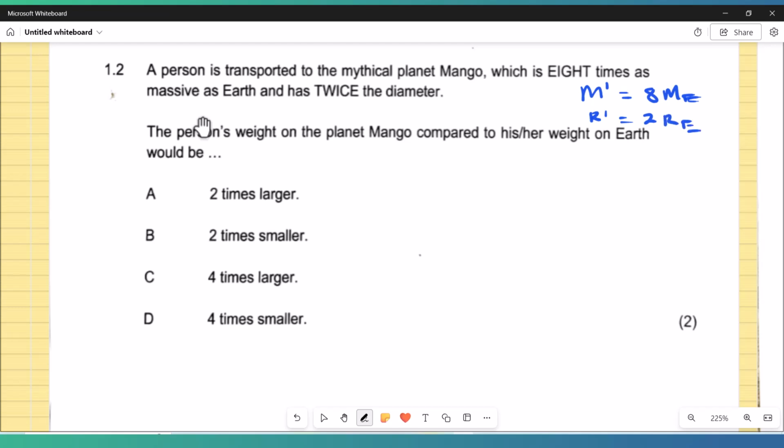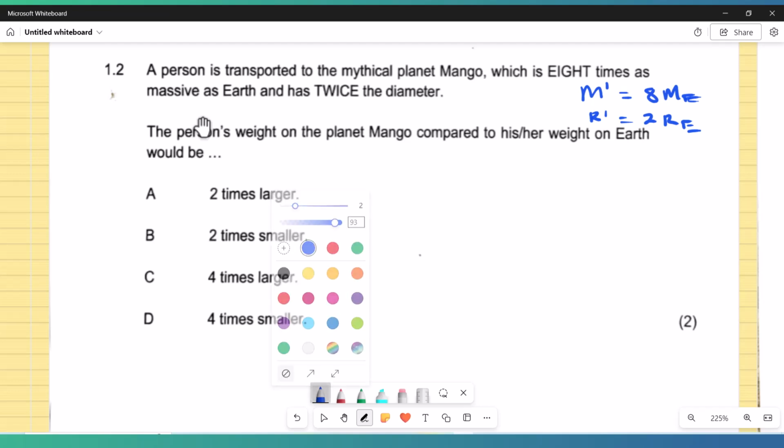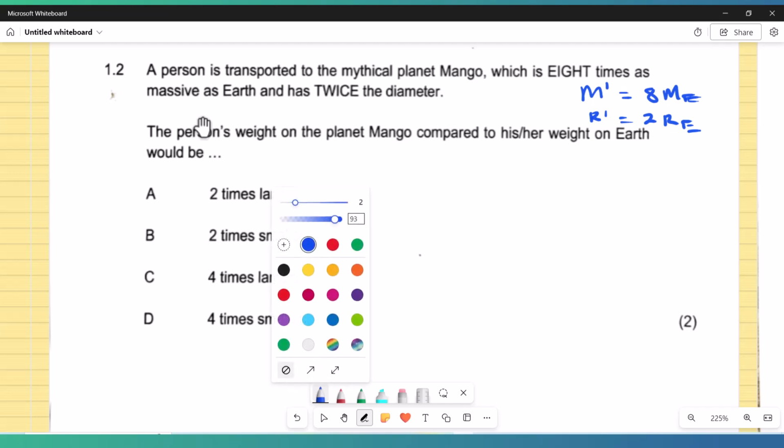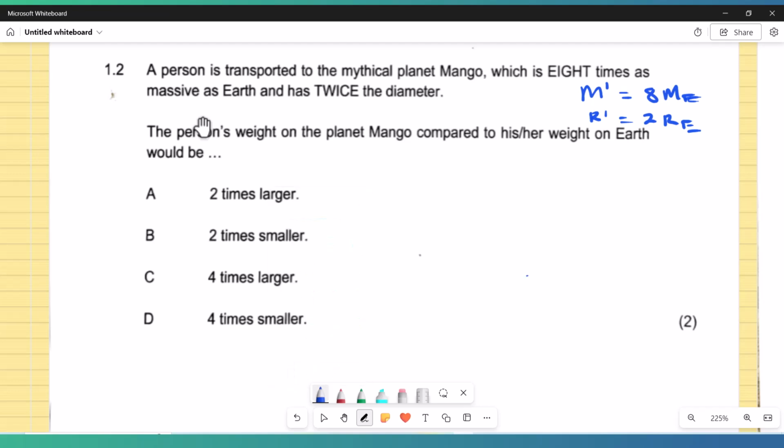So the question says the person's weight on the planet Mango compared to his weight on Earth. How do we find the weight, guys? We know that weight is given by mg. So the weight of that man on planet Earth equals the mass of the man times gravity. That's the weight on Earth. Now, what's important here is to find the gravity on Mango.